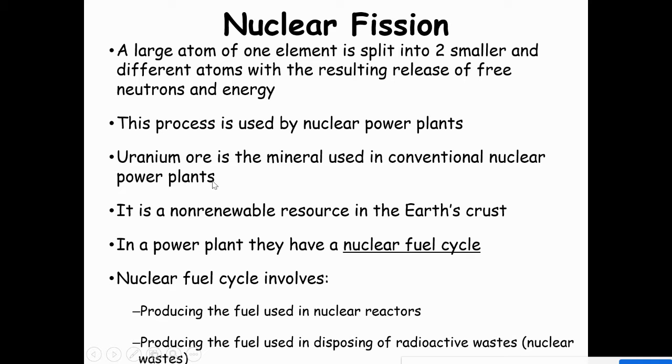Okay, and so uranium ore is going to be the mineral used in these power plants. And uranium ore is a non-renewable resource in the Earth's crust. So that means that we mine for it, and once we use it all, it doesn't replenish itself. That's what non-renewable means. And so, in a nuclear power plant, they have something called a nuclear fuel cycle. That involves producing the fuel used in the nuclear reactors, and it also involves disposing of the radioactive waste. Because when we're dealing with nuclear, the waste that we get is radioactive. And we're going to learn that it takes a certain amount of time for these radioactive atoms to decay and convert into more stable atoms.